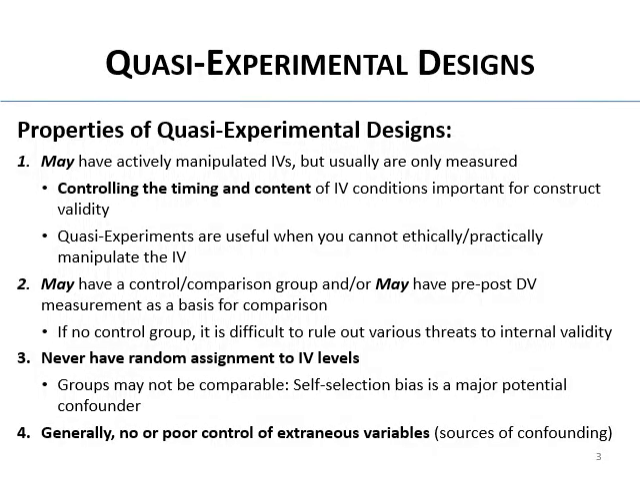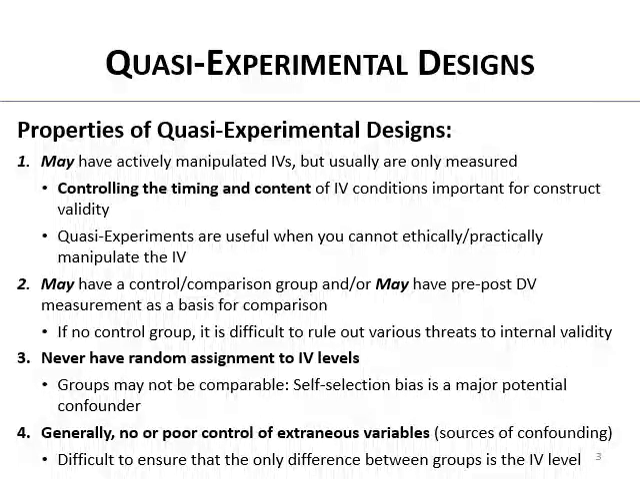So there's generally no or poor control for extraneous variables, that is, other sources of confounding. Another big problem with quasi-experimental designs, which self-selection is one of those problems. So it's difficult for you to ensure that the only difference between the groups is the IV when you're just selecting people how they are, like people who have insurance or not, that kind of thing. Well, there's plenty of other things that vary along with having insurance that may be important and may explain the findings you get.